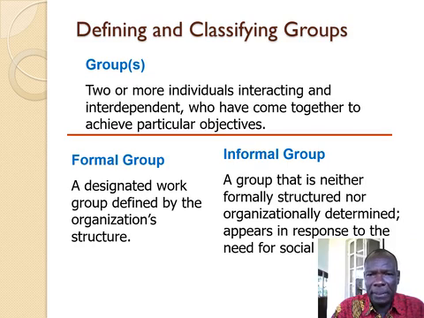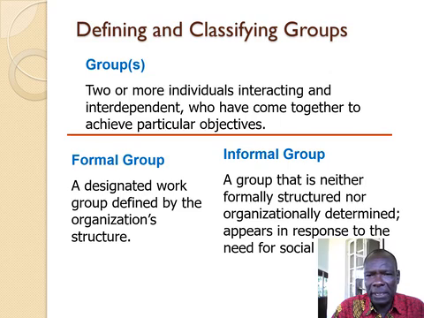There are two types of groups here. There's what we call the formal group and the informal group. A formal group is a designated work group defined by the organization's structure, maybe a department, a unit, a division, and so on. That can be a formal group. An informal group is that which is neither formally structured nor organizationally determined. It just appears in response to a social need.